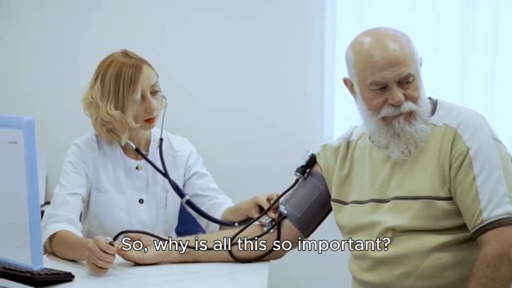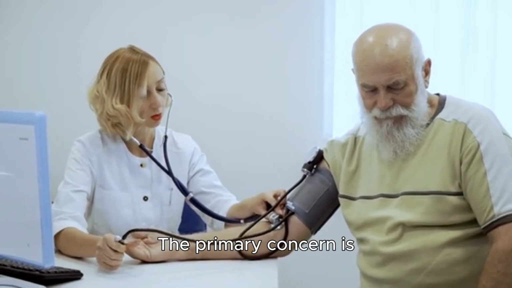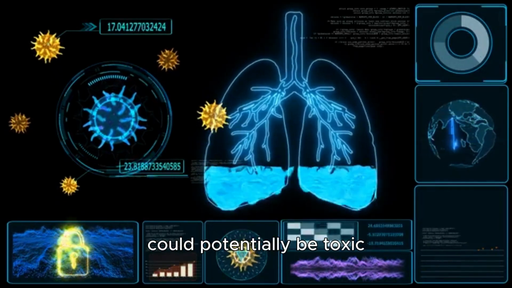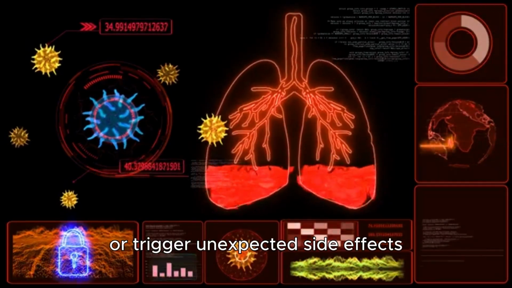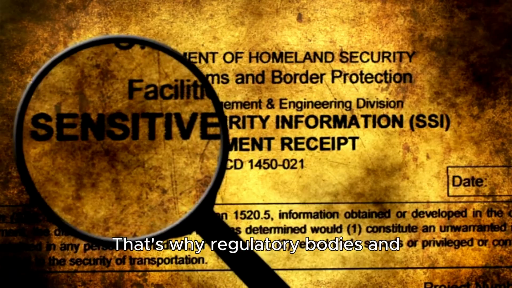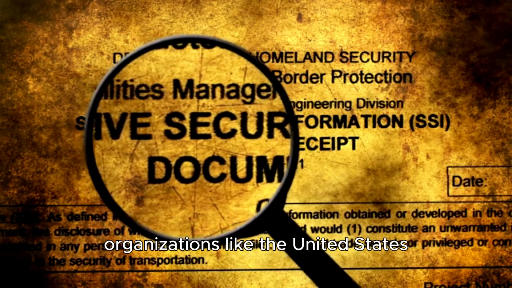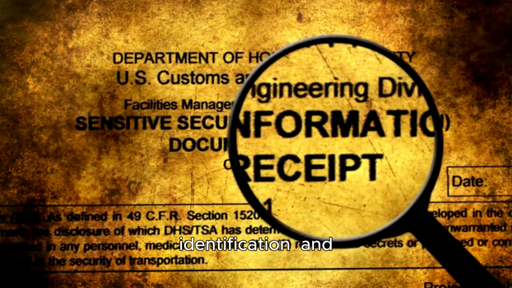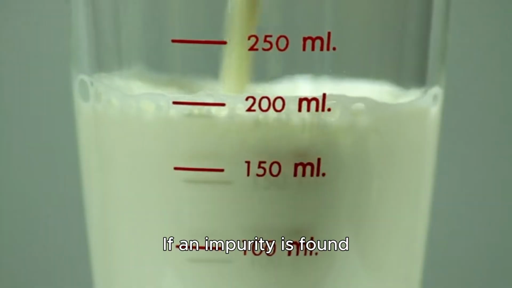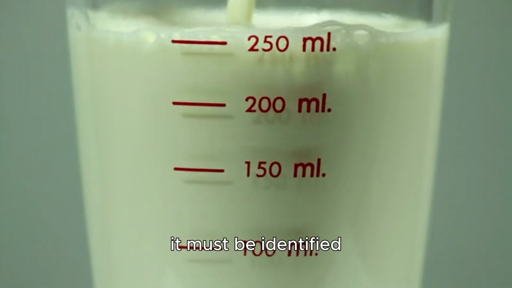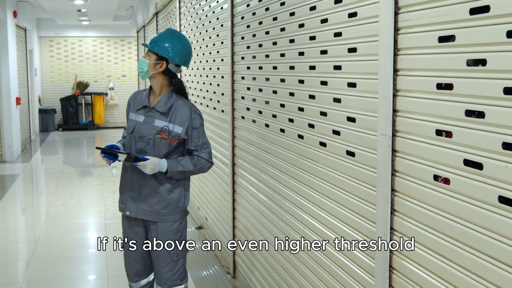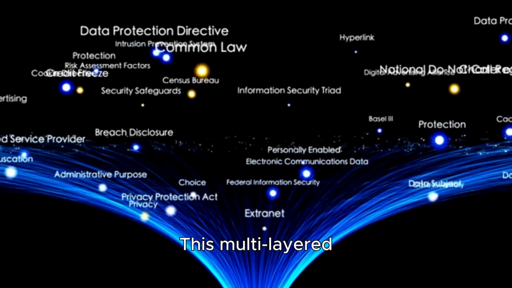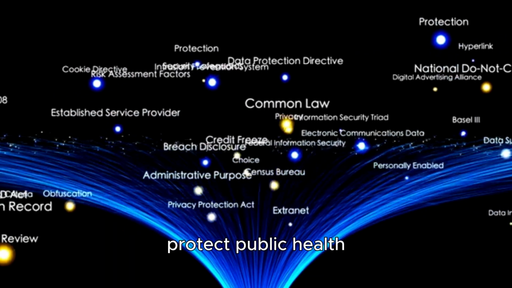So, why is all this so important? The primary concern is, of course, patient safety. Some impurities, even at very low concentrations, could potentially be toxic, cause cancer, or trigger unexpected side effects. That's why regulatory bodies and organizations like the United States Pharmacopoeia, or USP, establish what are called identification thresholds. If an impurity is found above a certain level, it must be identified. If it's above an even higher threshold, its safety must be proven through toxicological studies. This multi-layered safety net is designed to protect public health.